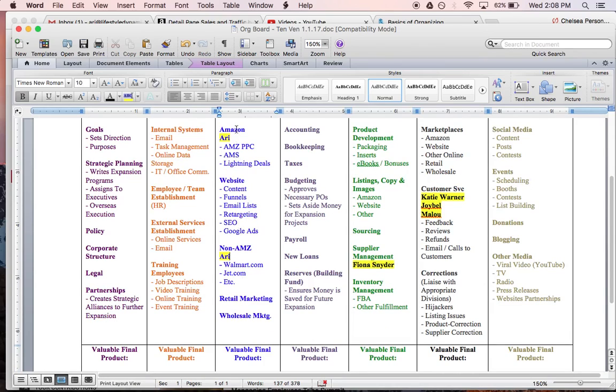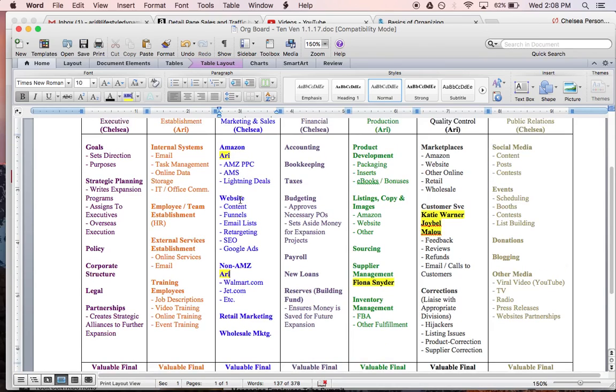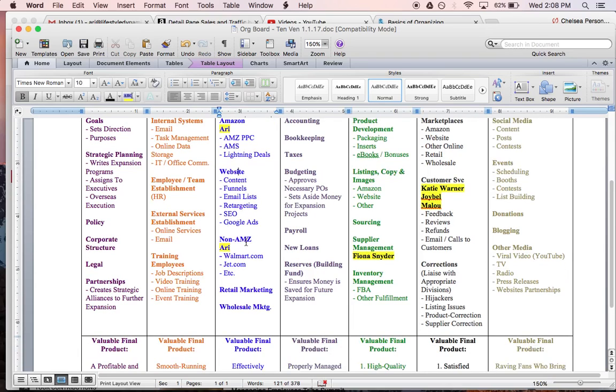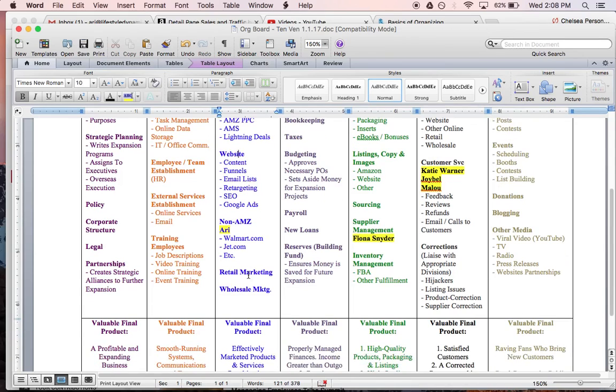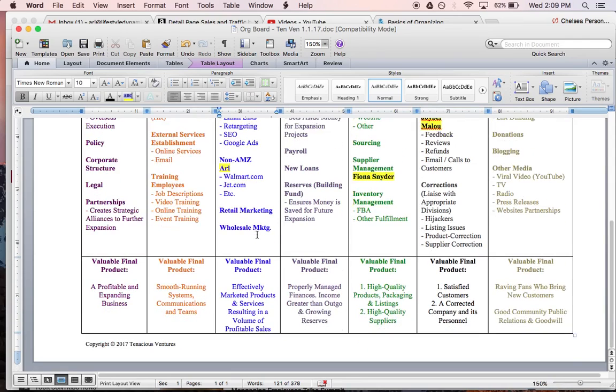So this is all of our sales. We're marketing on Amazon, we're marketing on our own websites, we're doing non-Amazon marketing on Walmart, Jet.com, other marketplaces. Of course, eventually we'll do retail marketing and wholesale marketing. This is the marketing and sales. This is where we actually go sell something to bring money into the organization. And the valuable final product of that division is effectively marketed products and services resulting in a volume of profitable sales. I've put a lot of thought into what the valuable final product is for each one of these divisions. And the wording is very important.